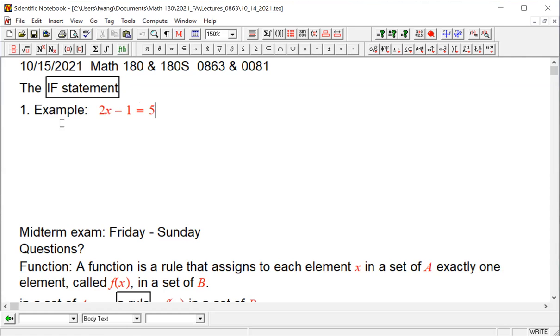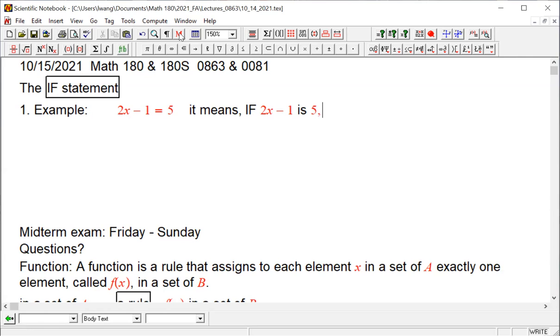So why do I say this is the if statement? Everybody knows what to do with it, right? Does everybody know how to solve this? Yes. Everybody knows. So I'm not going to go over how to solve it. I'm going to talk about the meaning. What it means. It means if 2 times an unknown number minus 1 is 5. That's the if statement I meant. So when you see that, that's what it meant. You guys follow me?